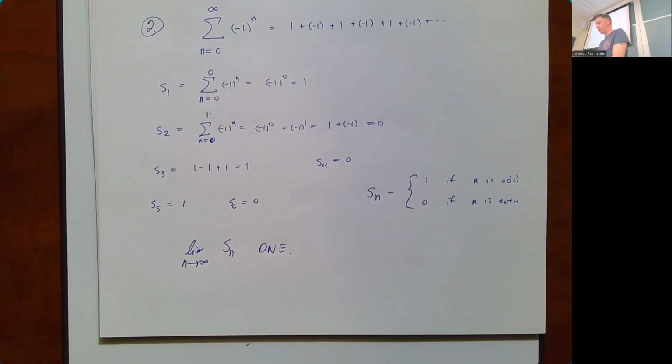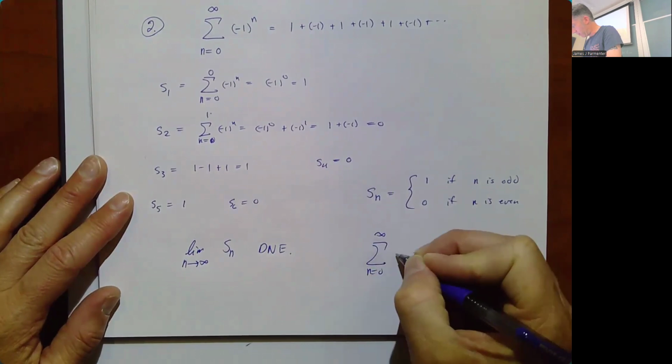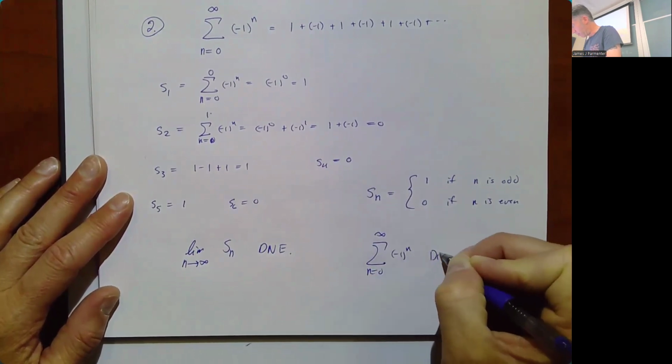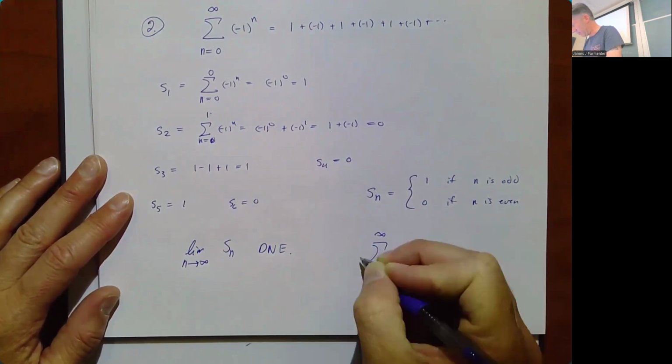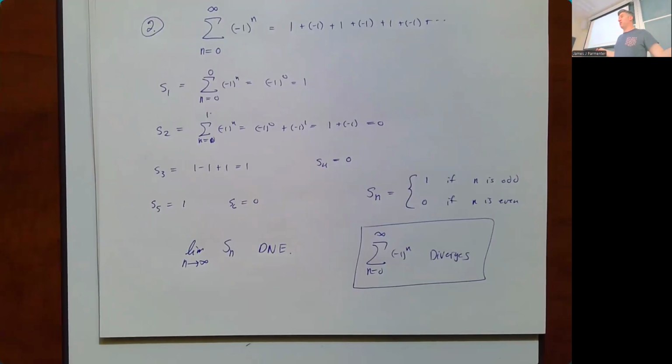So in this case, we would say that this series from n equals 0 to infinity of -1 to the n diverges, and that's really all we can say. We can't say diverges to something because it doesn't.